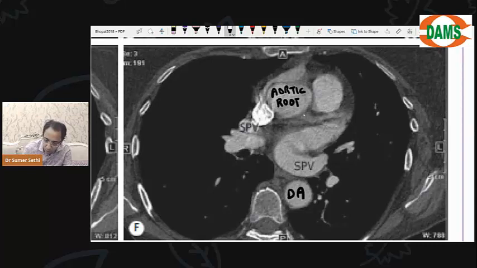From the aortic root, you have the coronary artery arising, and this is your right ventricular outflow tract, RVOT. This is from where the pulmonary artery is going to arise.